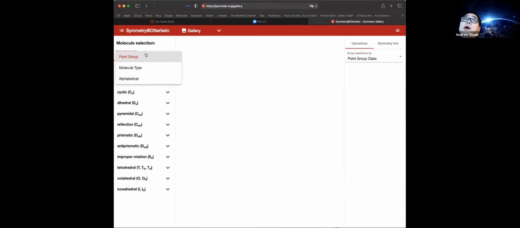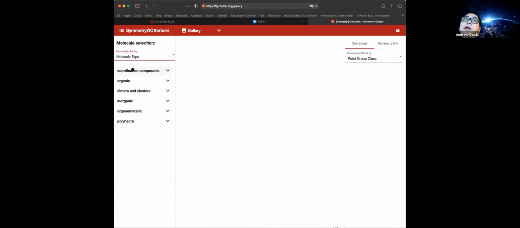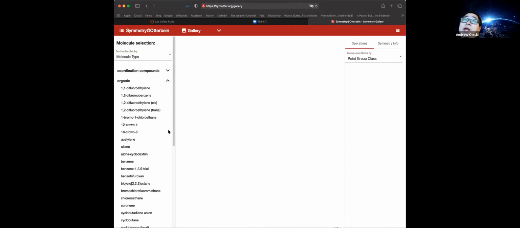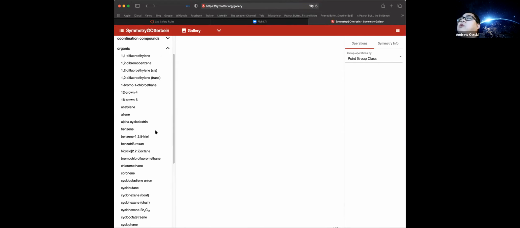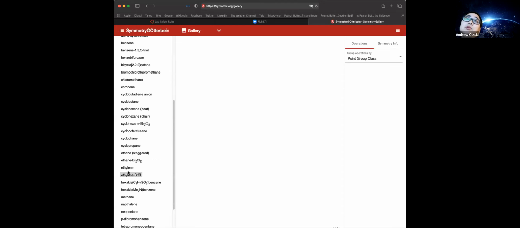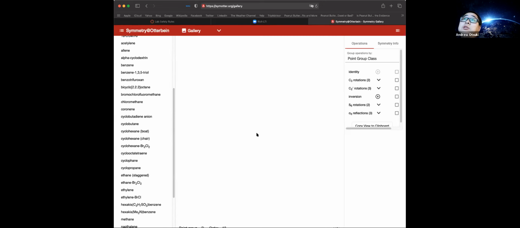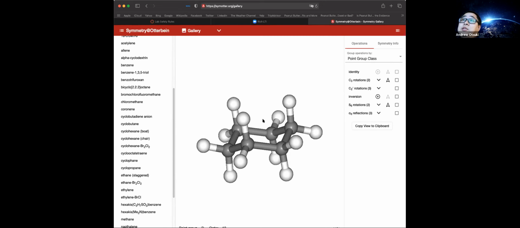You should do molecule type, and you look for organic, and it lists all the organic compounds. One compound we're going to go over is methane. Here's methane, and it also gives you the chair forms for cyclohexane. That's cool. So you can actually visualize the chair structure without having to build it. That's probably a little bit easier.